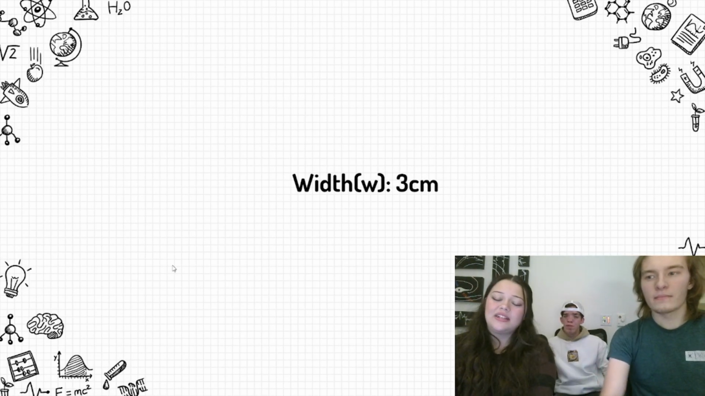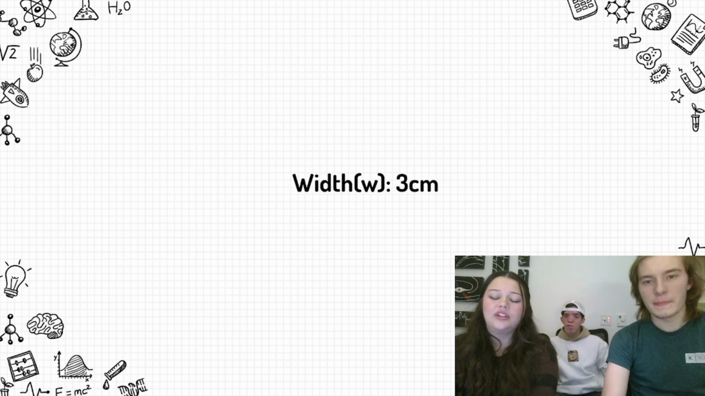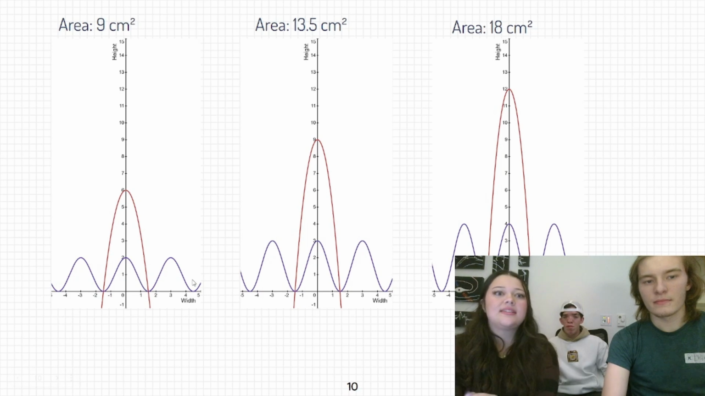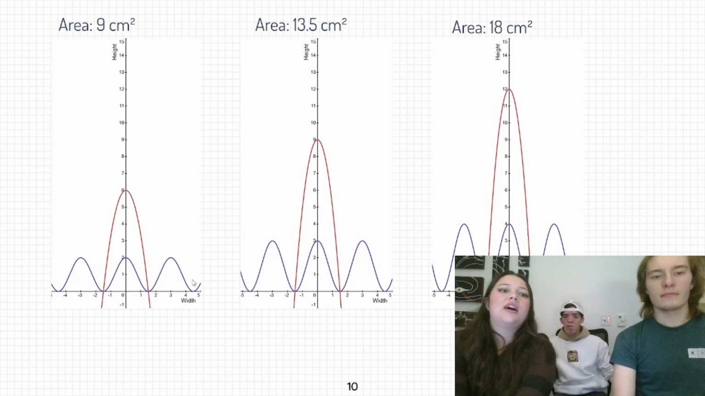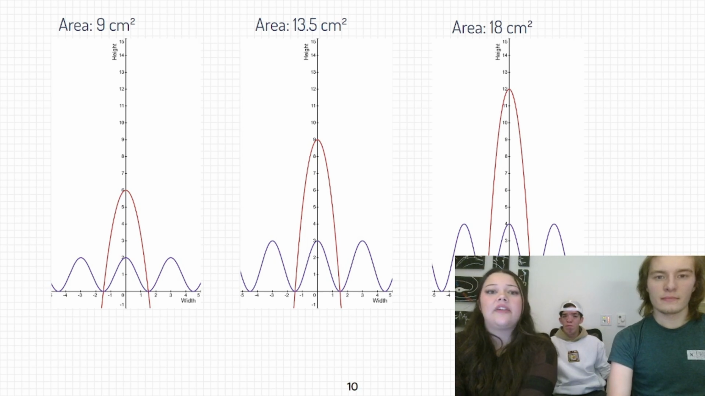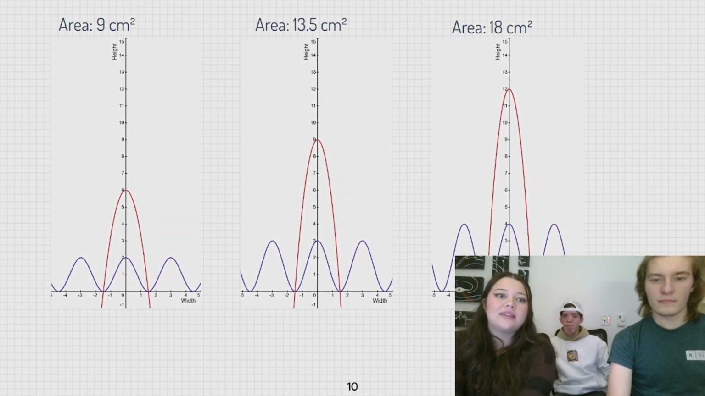Alright, so now we're going to look at some graphs. So the first graph we're going to look at is Clovis points that have a width of 3 centimeters. The first graph is one with a height of 6 centimeters, the second has a height of 9, and the third has a height of 12, and you will see these heights often in the rest of our graphs during our presentation. And you can see the areas above.